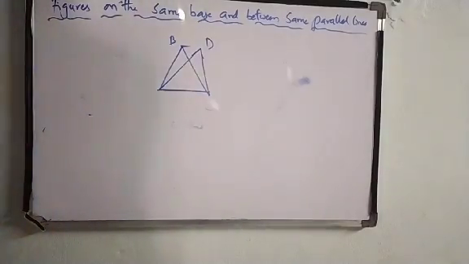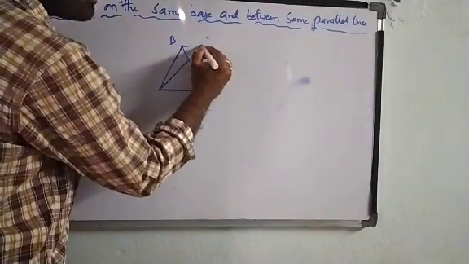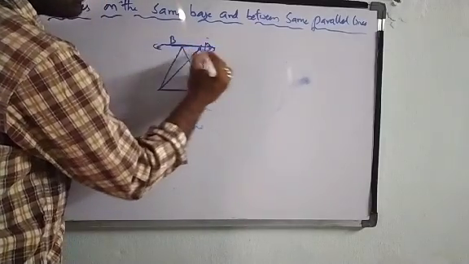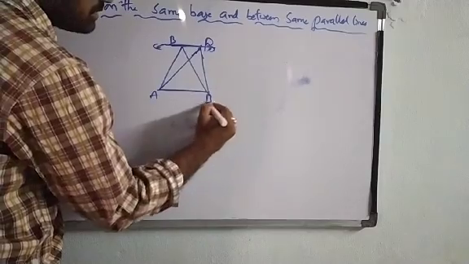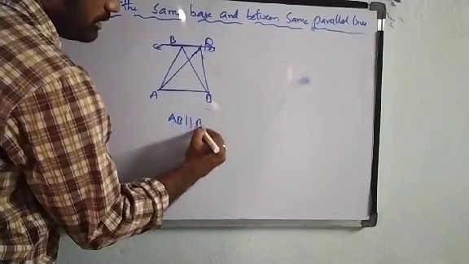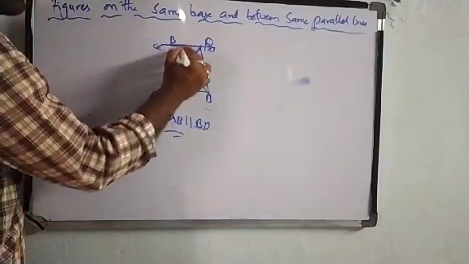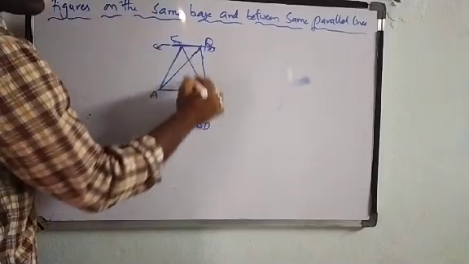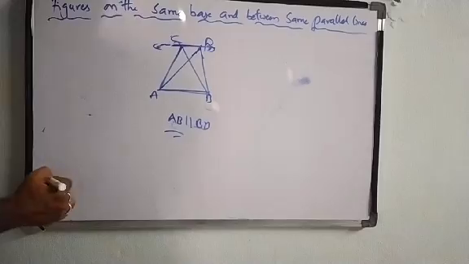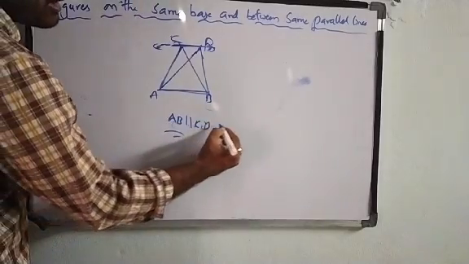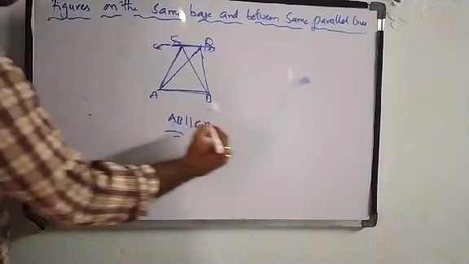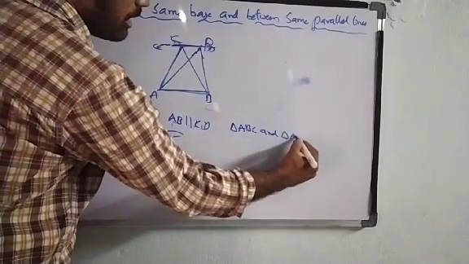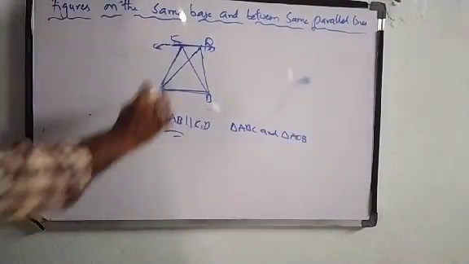We can consider this case only when these two are of the same height. If they are of the same height, then it will be between the same parallel lines. So in this case we can say AB is parallel to CD, and moreover we can say that triangle ABC and triangle ABD are on the same base and between the same parallel lines if they are of the same height.